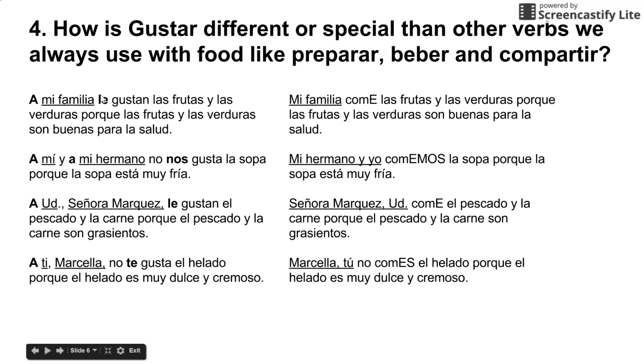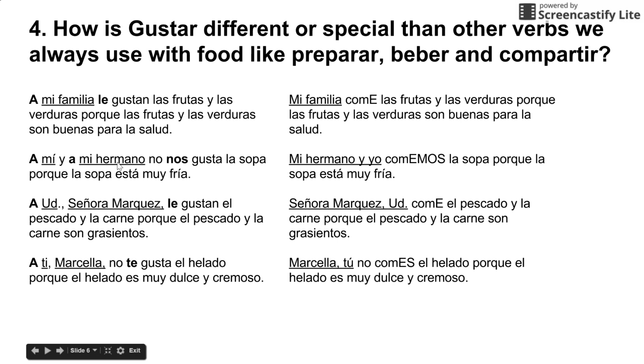And once you figure out who it's being pleasing to, you forget about it. That's not going to match anything to do with the verb gustar. So since I realized it's a mi familia and I picked le, now I can forget about it. Now all I need to do is figure out what's being pleasing. And since it's las frutas y las verduras, that's why it's gustan.